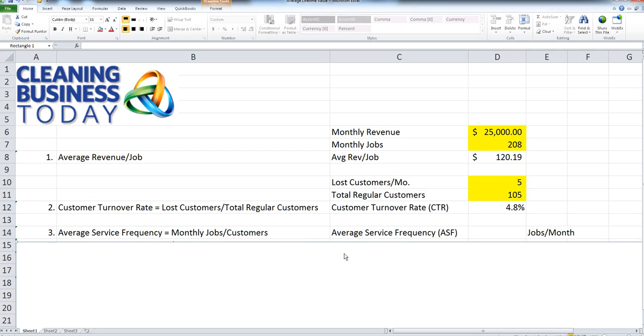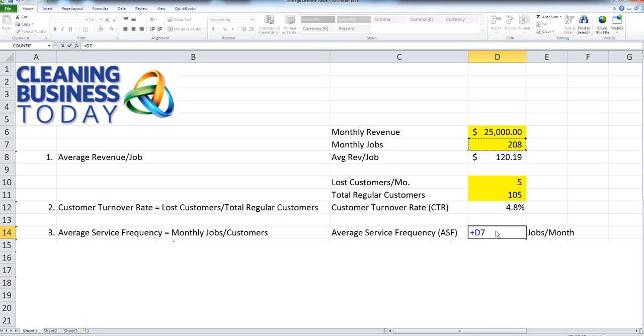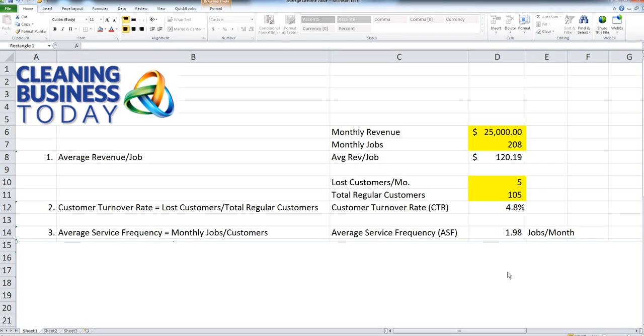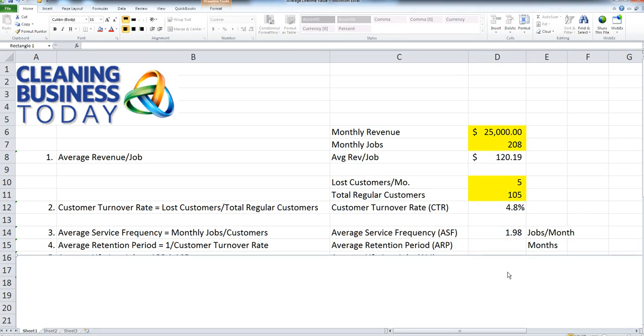You can also do this next calculation, which you're going to need to get average lifetime value, which is your average service frequency. That's the number of jobs you do over the course of the month, which in this example is your 208 divided by the number of customers, which is 105. You get a number of almost 2, which equates to a biweekly customer, which is usually the highest repetitive service frequency you're going to be finding in a house cleaning company.